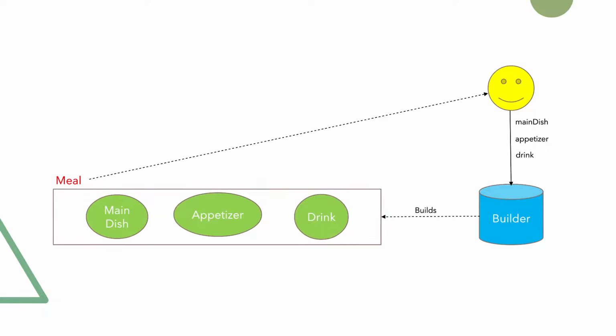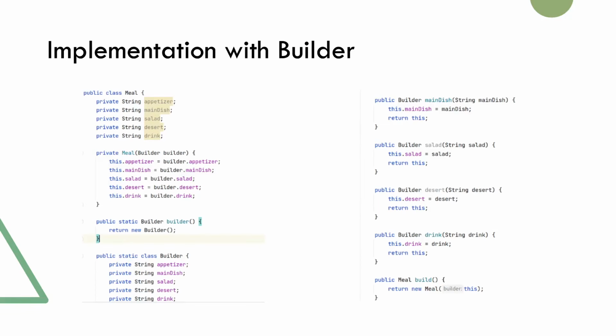Now, let's go to the implementation of this example. All of the meal and builder code is placed in a single class where builder is an inner static class. They both have the same class fields. Meal will have a private constructor which receives an object of builder type. Apart from the constructor, it will also have a static method for getting an instance of the builder class.